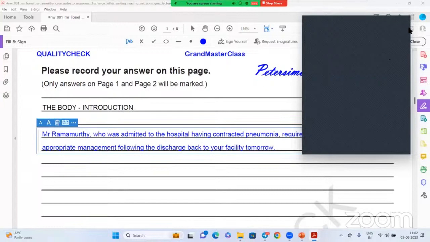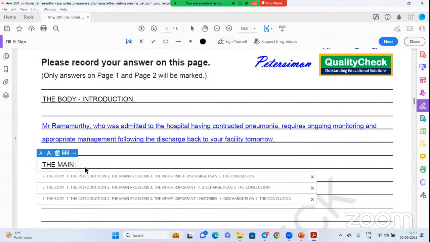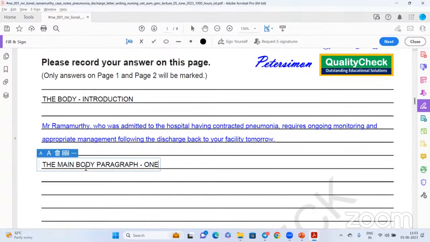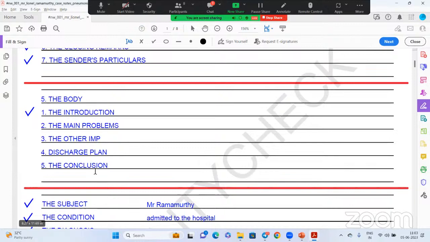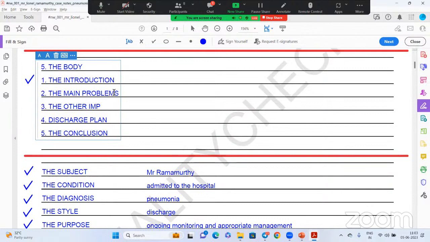So the introduction is finished. Now we'll go to the main body paragraph one. What are you supposed to write in the main body paragraph one? The main body paragraph one will be regarding admission, upon admission. Now let us see here. There are five paragraphs: the introduction, and then the main body paragraphs, covering the main problems.